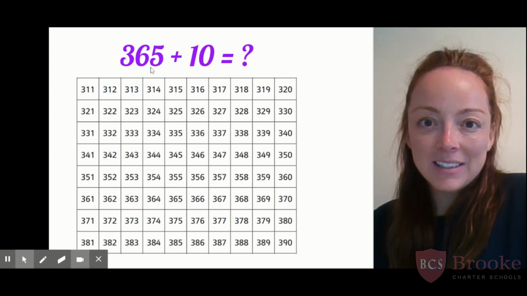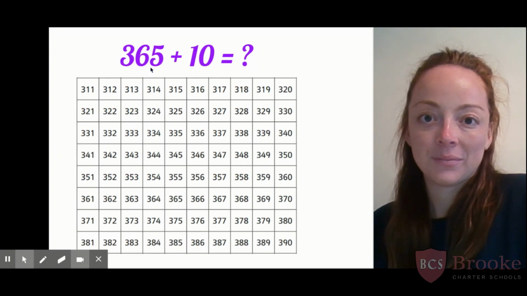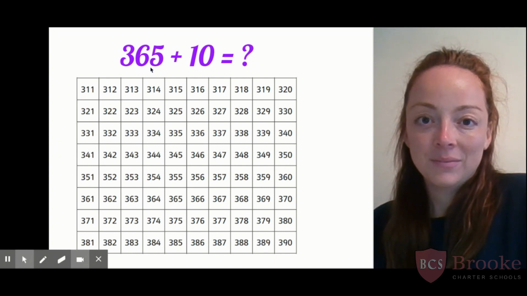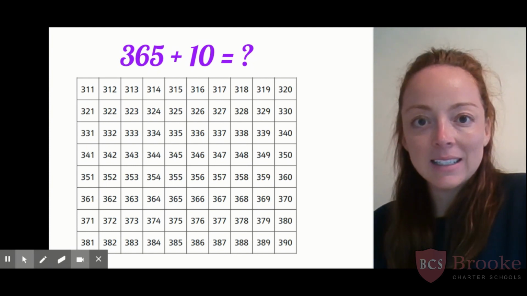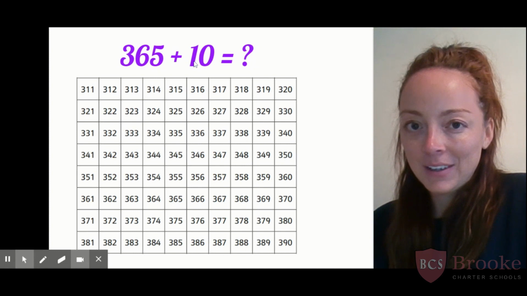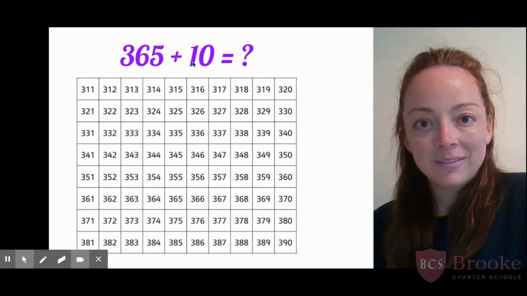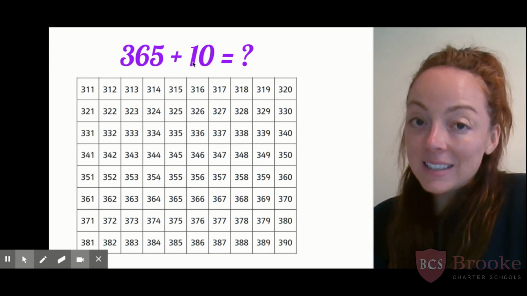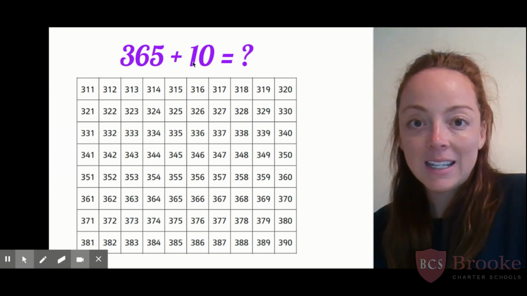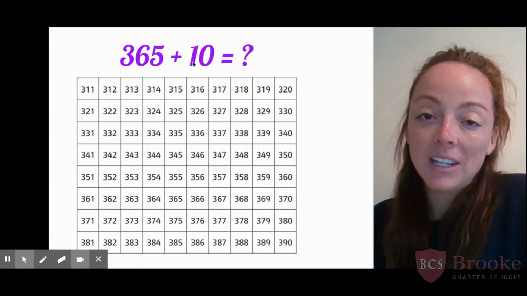How many tens are in 365? That's right, 6. So if I have 6 tens and then I add another 10 stick, what number would I have? That's right, 375, because I went from 6 tens to 7 tens, and the value of 7 tens is 70.